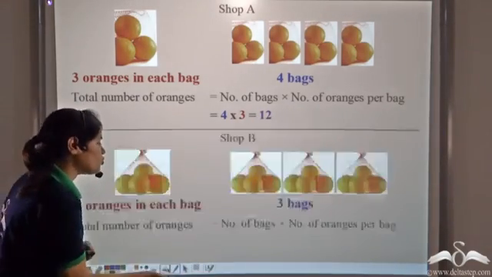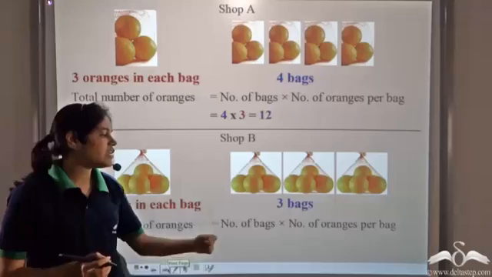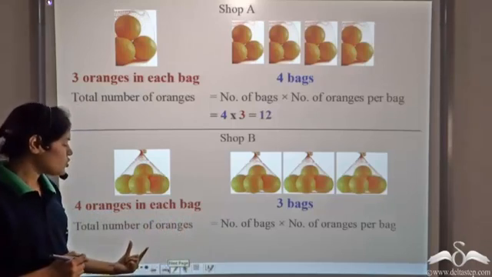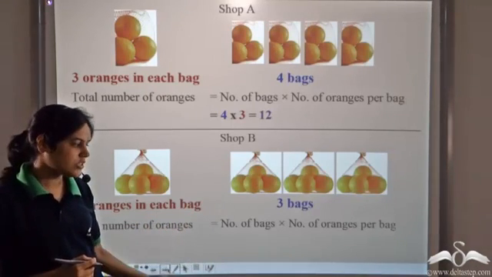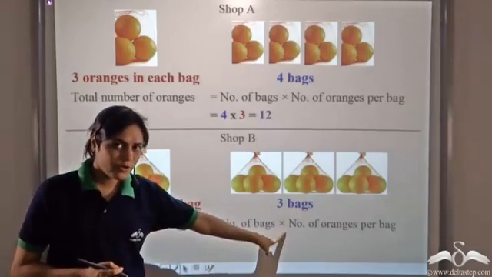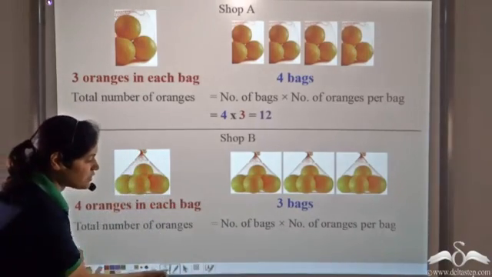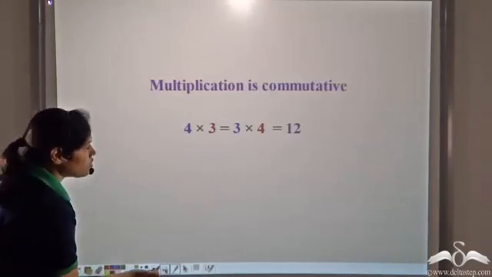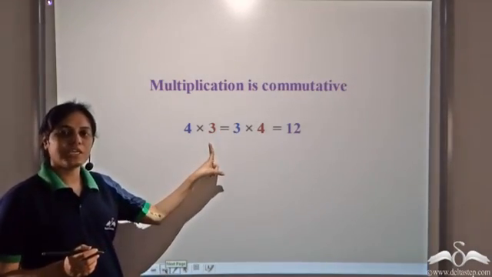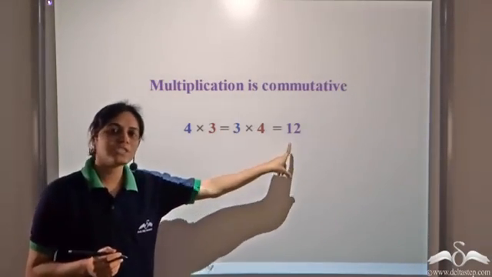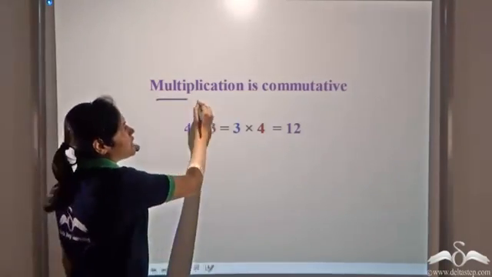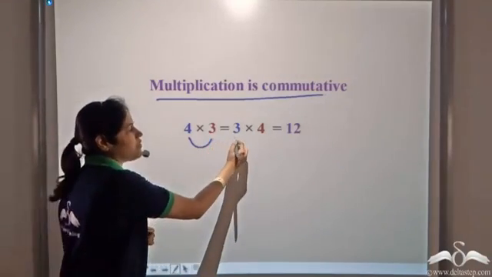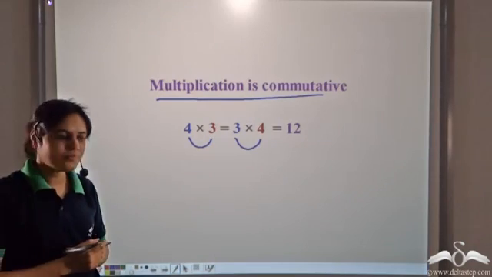Next day, you go to another shop B, and you buy 3 bags of oranges with 4 oranges in each bag. So what is the total number of oranges you have bought? It is number of bags into number of oranges in each bag, which is 3 into 4, which is 12. So we see that 4 into 3 is the same as 3 into 4, which is equal to 12. So in arithmetic, multiplication is commutative. That is, the order in which we multiply does not matter.